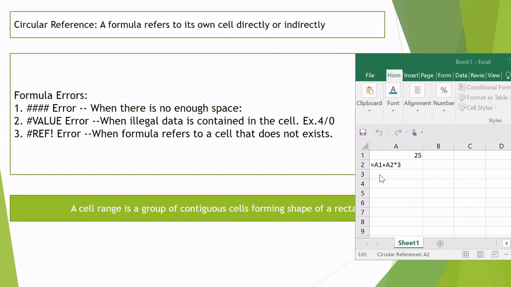Now let us see what is a circular reference. Let us see, like A1 is having value 25 and in A2 I am trying to write that I want to add A1 and A2 and multiply by 3. That is, in A2 itself I am referring to cell A2. Means when a formula refers to its own cell directly or indirectly, then it is said to be a circular reference.